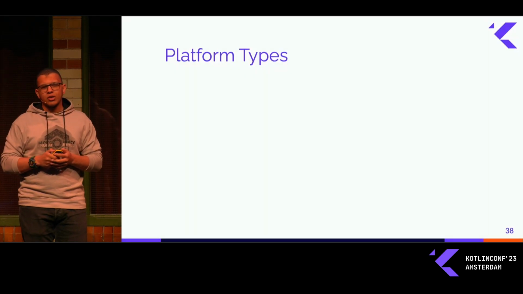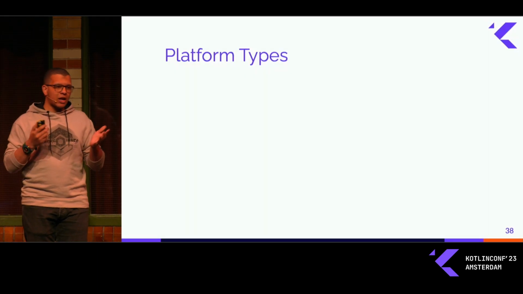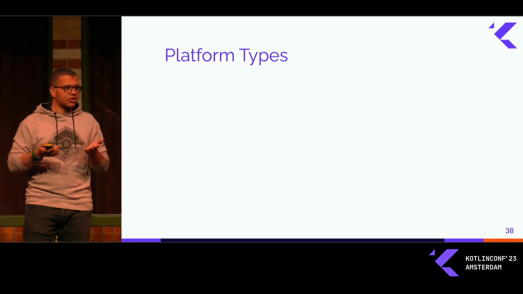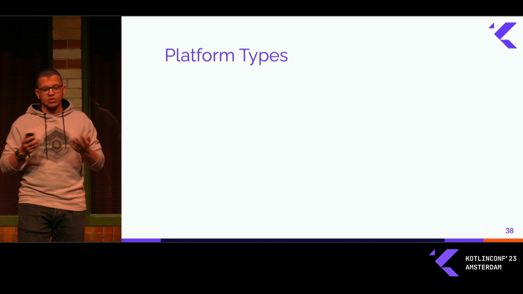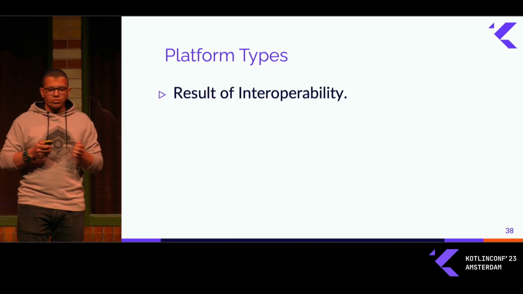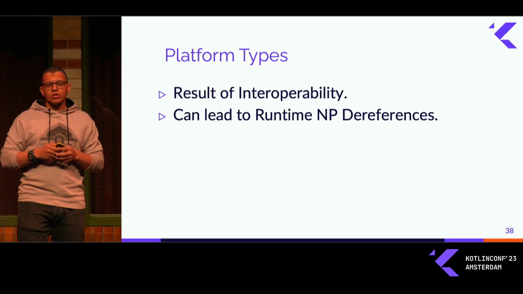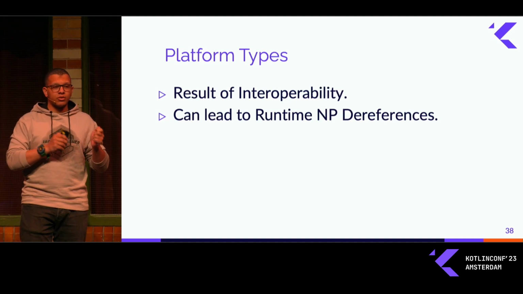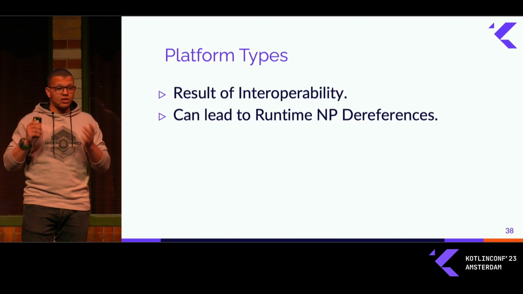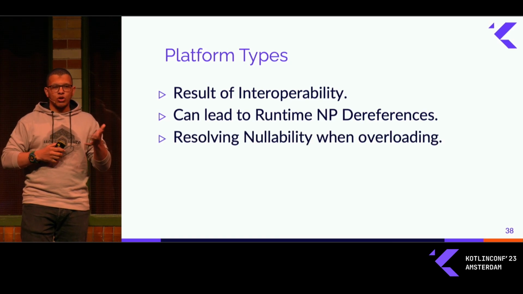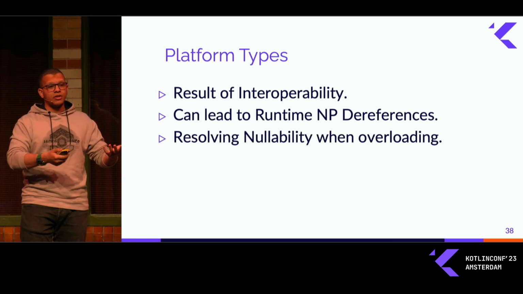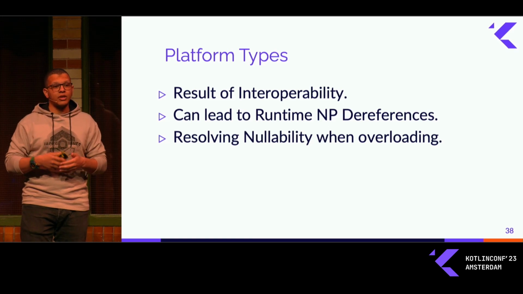All right. Let's talk about platform types. Now, platform types is the result of this migration. It's the result of the interoperability, of course, between Java and Kotlin. As I said, it is the result. And the problem is it can lead to runtime null pointer exceptions. And this is the big issue. This is due to Java and Kotlin resolving nullability differently, especially when overloading. So that's part of the issue.